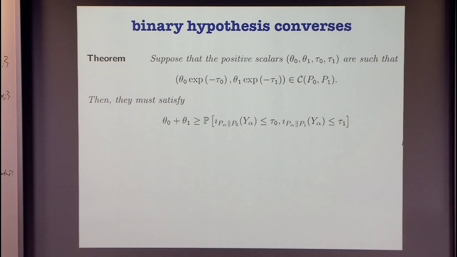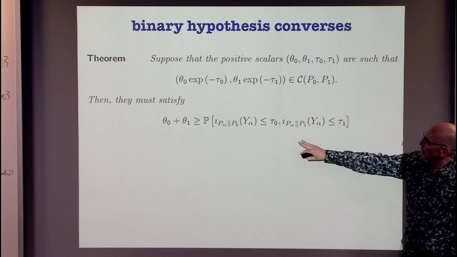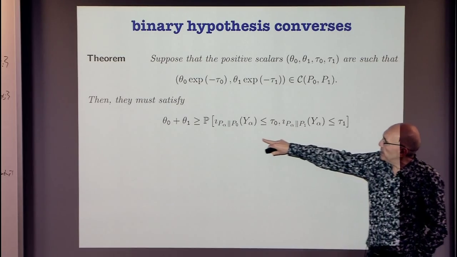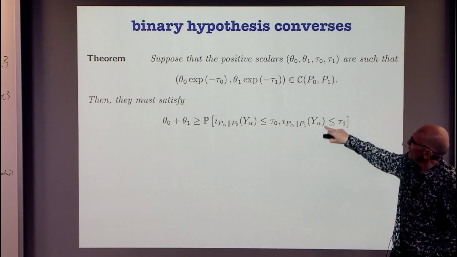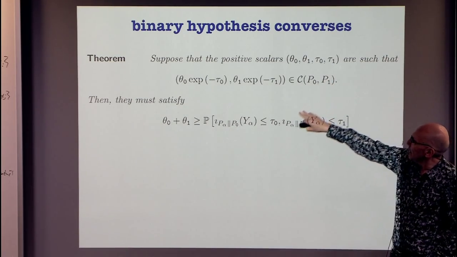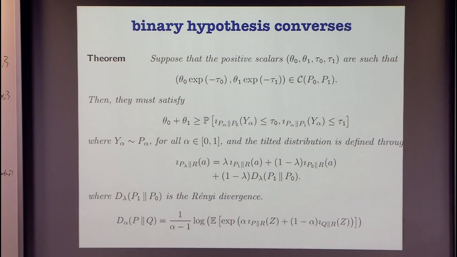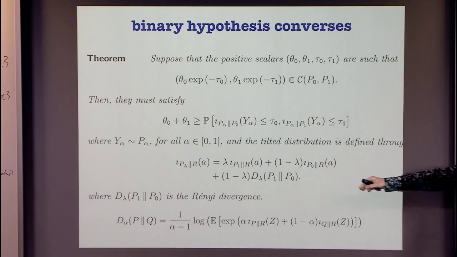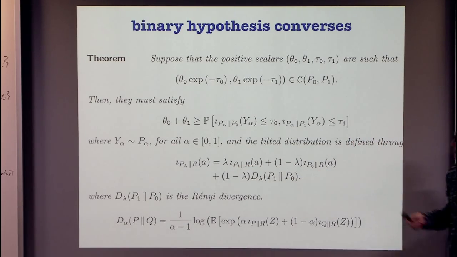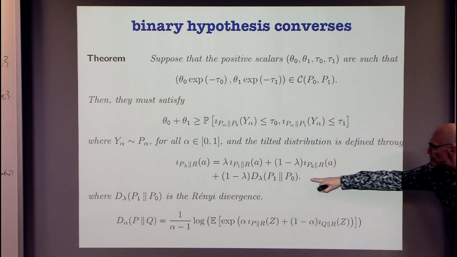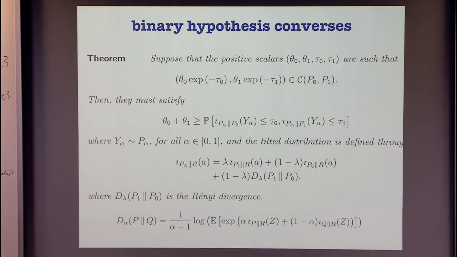All right, so the only thing I need to tell you here is what P alpha is. So we have P0 and P1, and then P alpha is the tilted version. So it's the one that you get by taking a convex combination of the relative informations, and then you normalize it so that it's a distribution. Okay, and the normalization then involves the Rényi divergence.